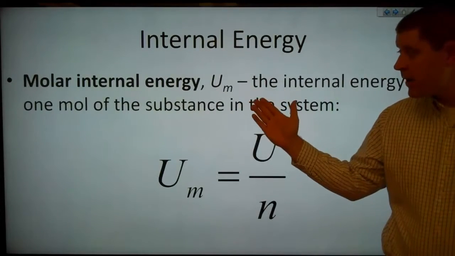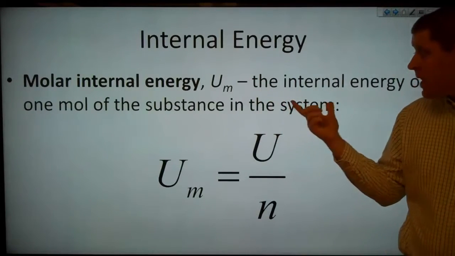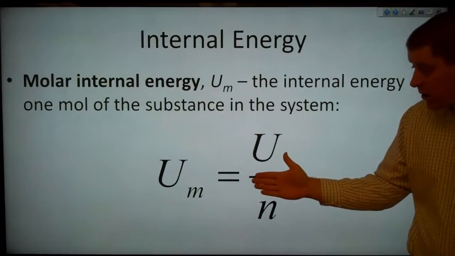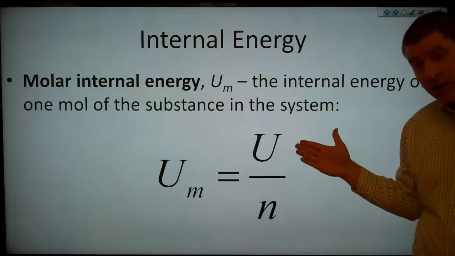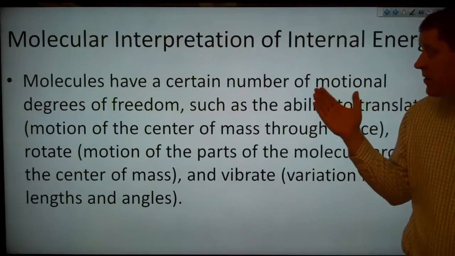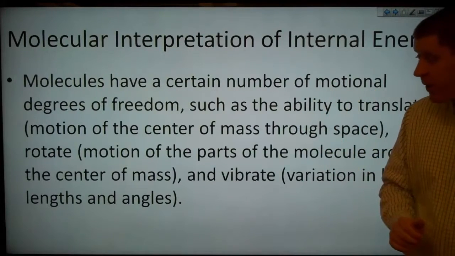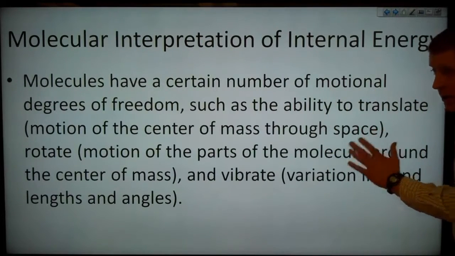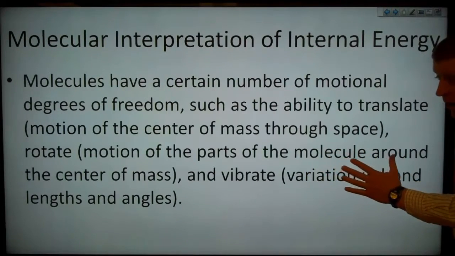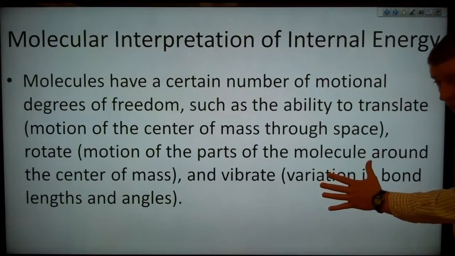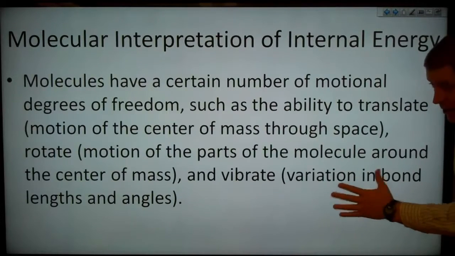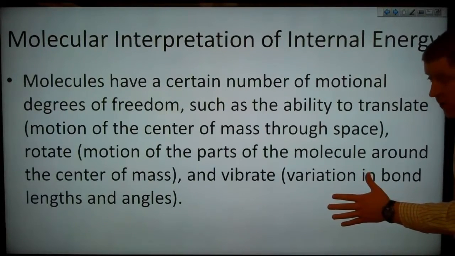Now, the molar internal energy, symbolized U sub m, is the internal energy of 1 mole of the substance in the system. So the molar internal energy is equal to the internal energy of the system divided by the number of moles in the system. Now, molecules have a certain number of motional degrees of freedom, such as the ability to translate. This is motion of the center of mass through space. They have the ability to rotate, so motion of the parts of the molecule around the center of mass, and they have the ability to vibrate.